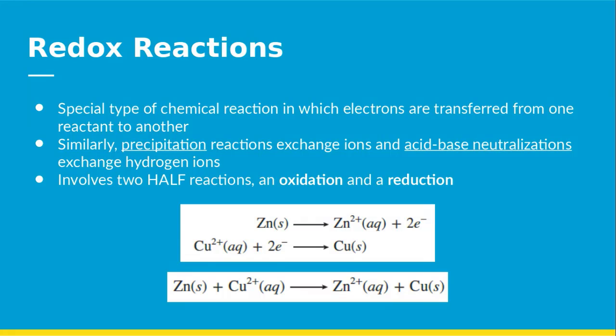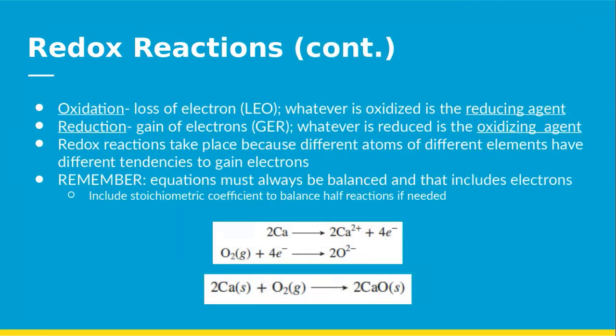The same way that precipitation reactions exchange ions and acid-base neutralizations exchange hydrogen ions, as we saw earlier, redox reactions are another reaction just like that, only they're with electrons. So in this example, we have zinc, and zinc is being oxidized. We know it's being oxidized because it's losing electrons, and copper is being reduced, and we know that because it's gaining electrons. Copper ion is being reduced into copper solid. And adding these two together gives us the final redox reaction equation at the very bottom.